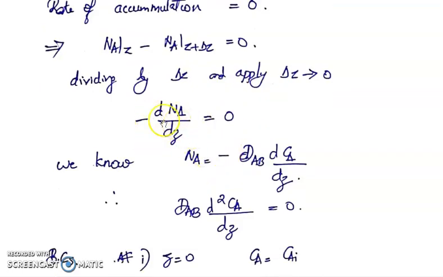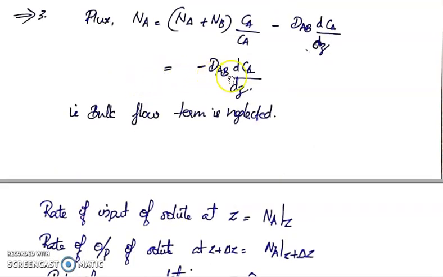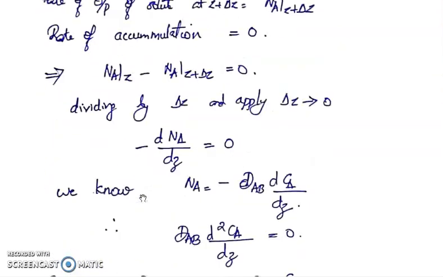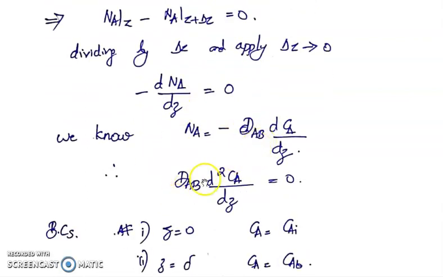We already know the expression for NA. We have written here, NA is equal to minus DAB dCA by dz. Let's substitute this here, and we will get DAB into d square CA by dz square is equal to 0. To solve this second degree differential equation, we need to apply boundary conditions, and we will need two boundary conditions.